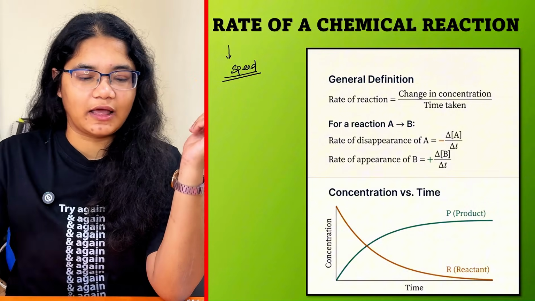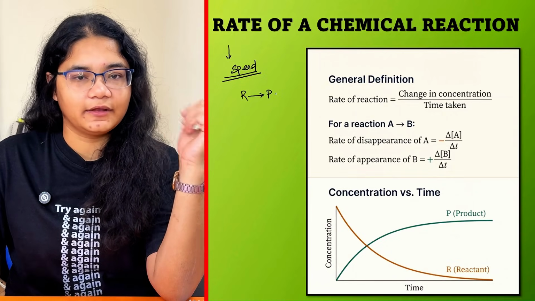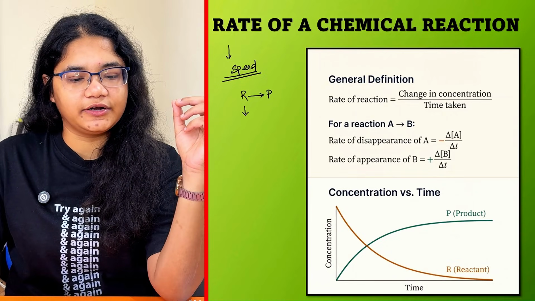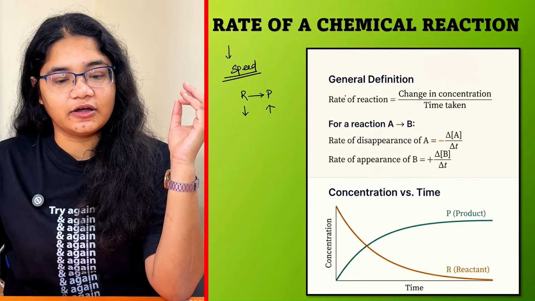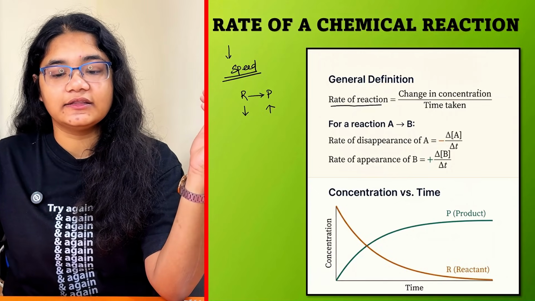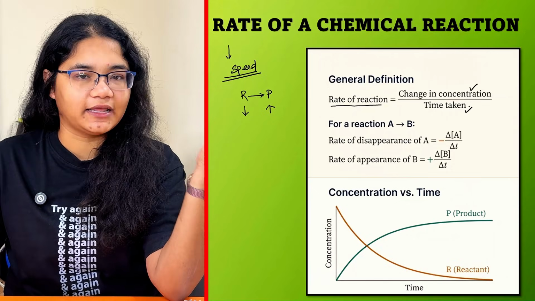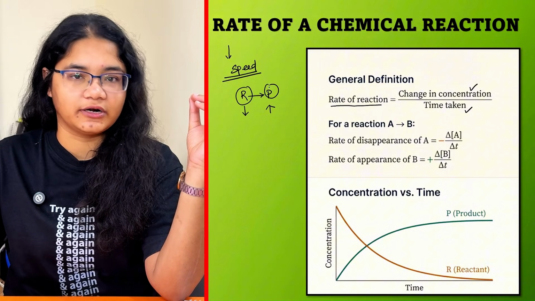In a reaction, what happens? Reactants get converted to products, right? And reactant concentration decreases with time and product concentration increases with time. So the rate of a reaction, or the speed of a reaction, is defined as the change in concentration by time taken. Now this change in concentration can be for reactants also, can be for products also.